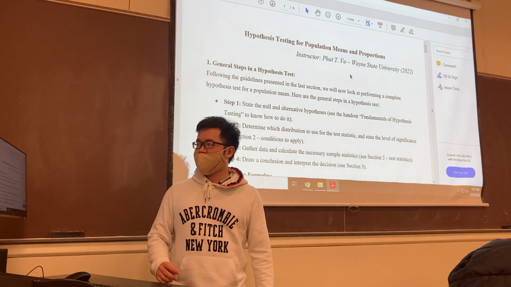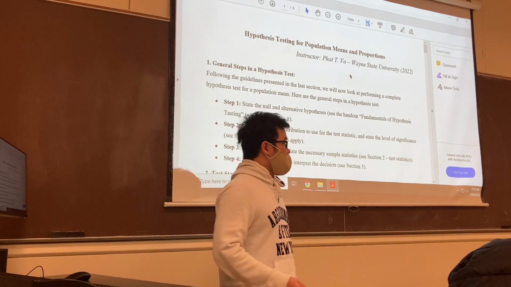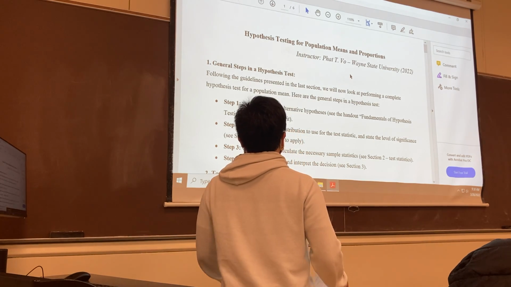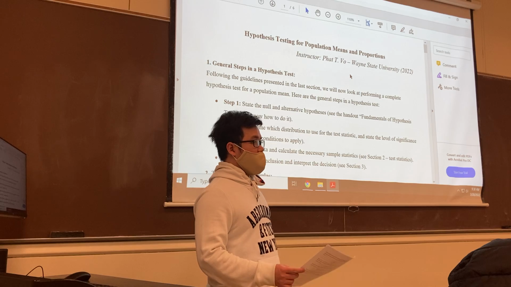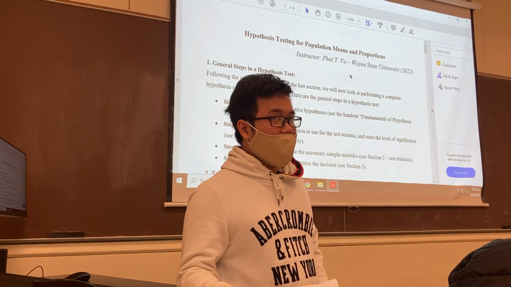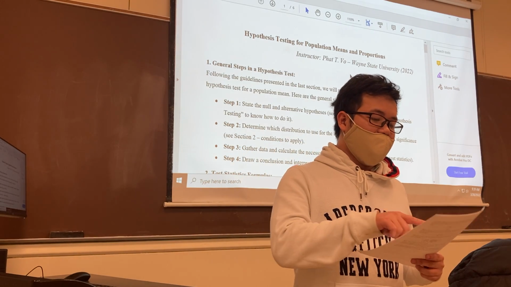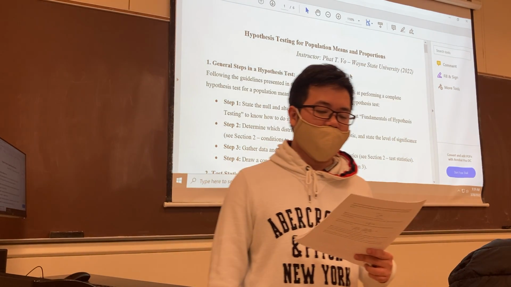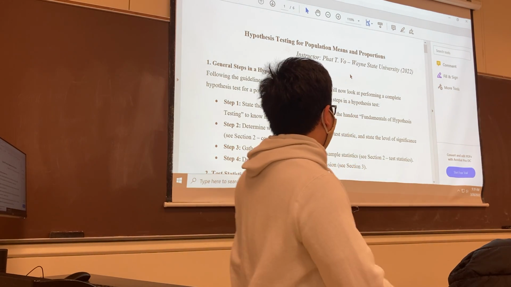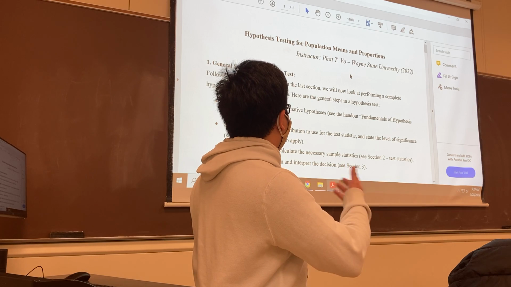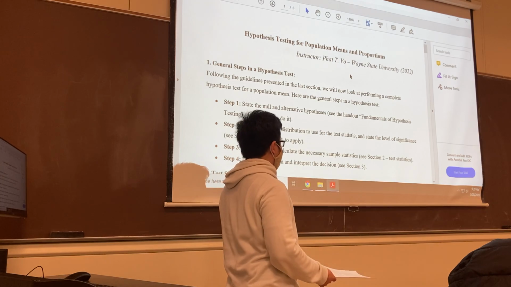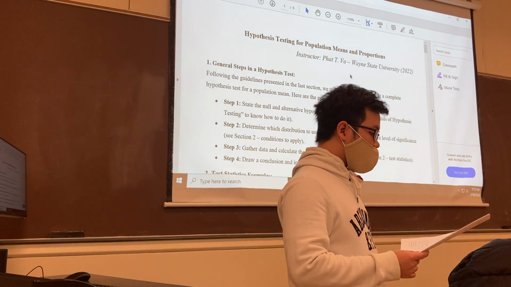Here are some general steps in the hypothesis test. The first step here is you will state the null and alternative hypothesis. You know about this from the previous class. If you don't know that, you can see the handout fundamentals of hypothesis testing to know how to do it. The first thing, when you make a conclusion about the hypothesis testing, you need to state the null and alternative hypothesis, right? Okay, this is the first thing.